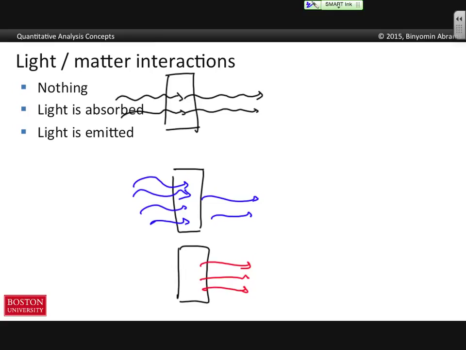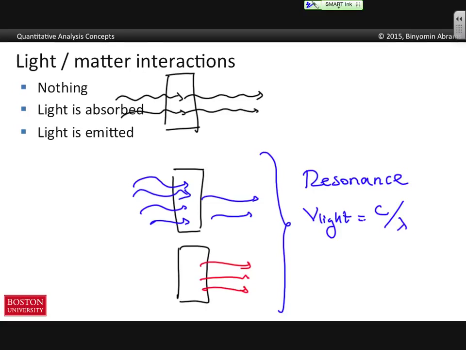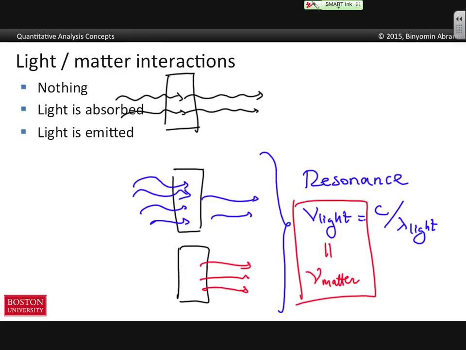In both of these cases, absorption and emission, this happens because of resonance. Resonance is the idea that light has a frequency, nu, which we know is equal to the speed of light over the wavelength of the light. When that frequency is equal to a frequency in the matter, we get resonance. What that means is that if the matter and light share a frequency, then they're able to interact, and the light is either absorbed or emitted.